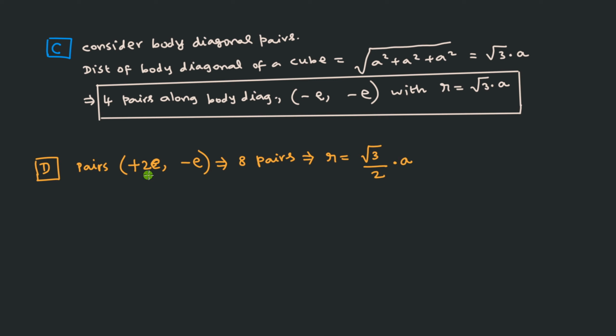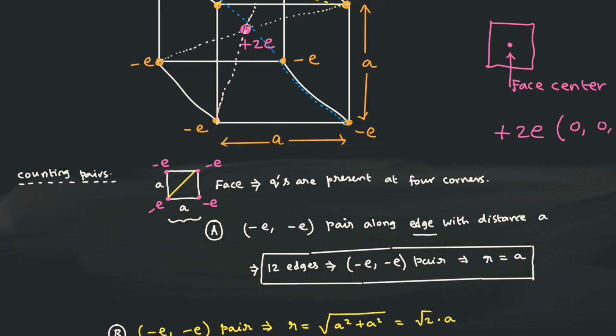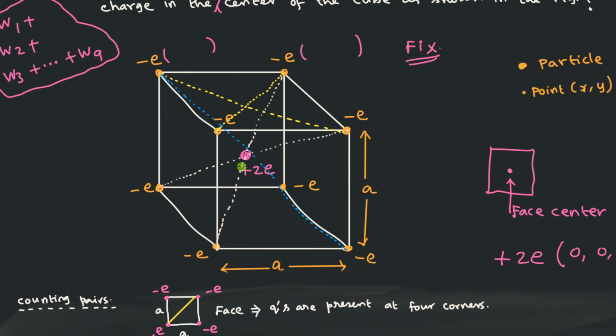Because for the pair plus 2e comma minus e, if you see the diagram, then you can easily understand that the distance from plus 2a, if you come to this minus a, is equal to half of the body diagonal. The body diagonal is already there in the diagram, and you are going to consider half of the distance. So that is why we write square root of 3 by 2.